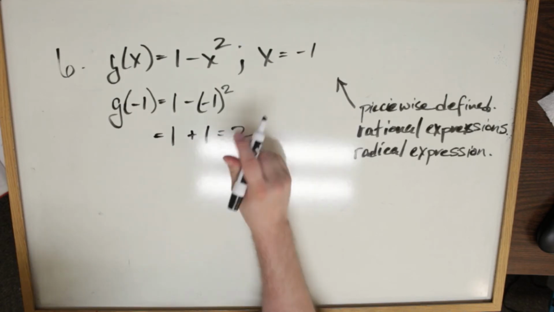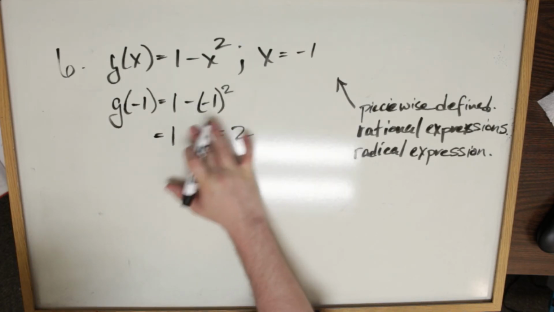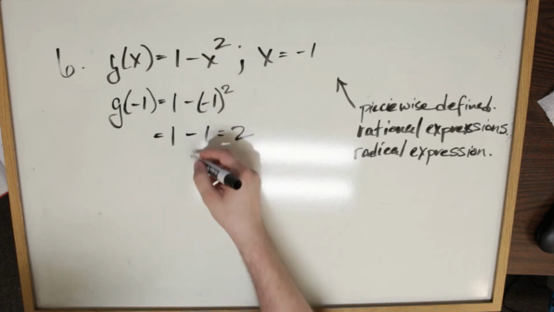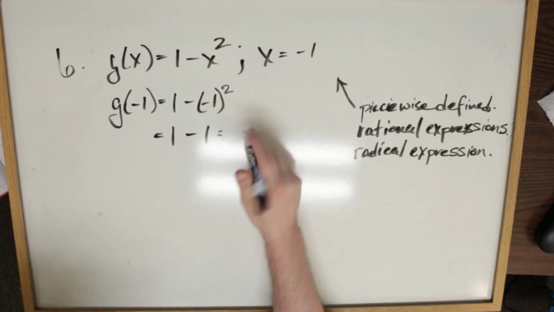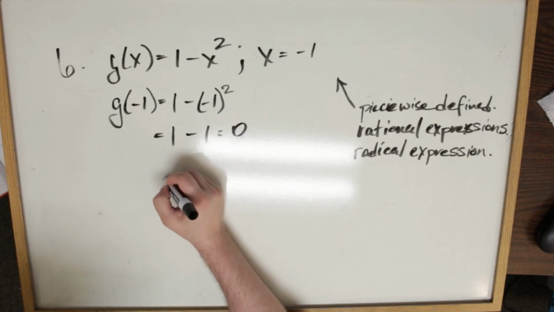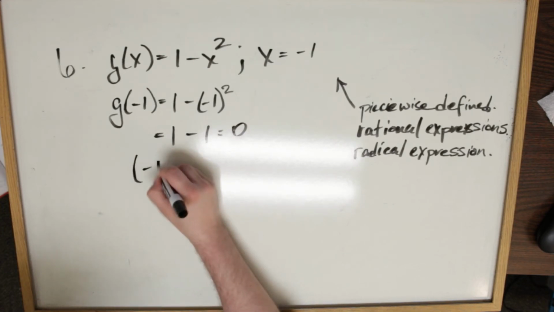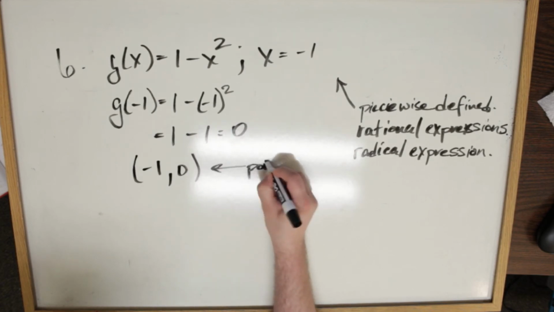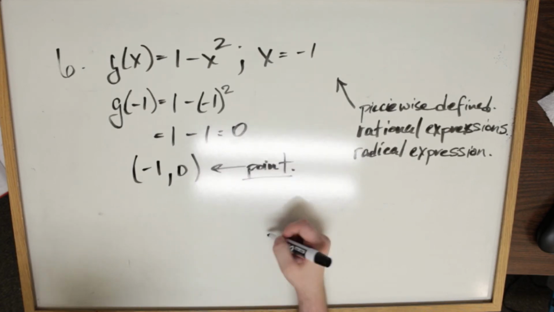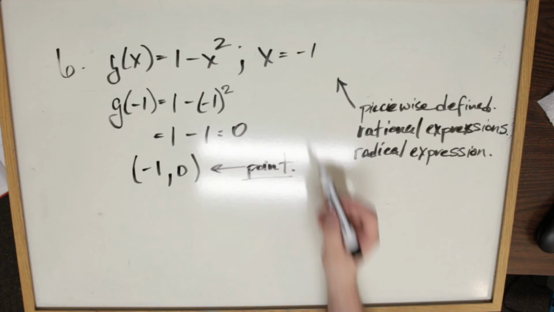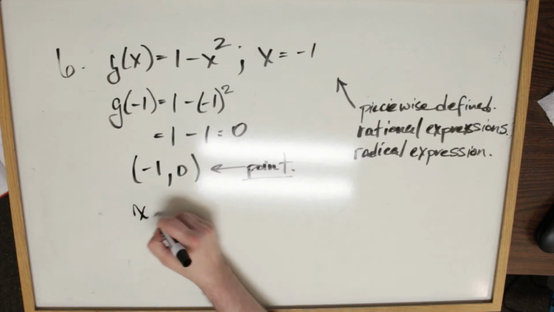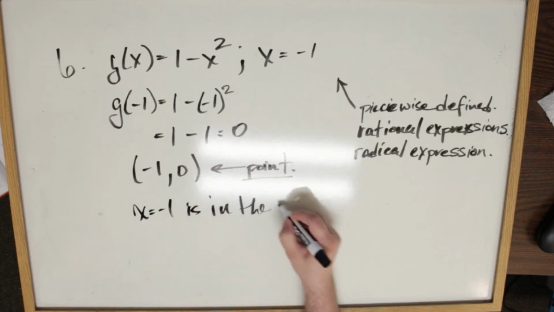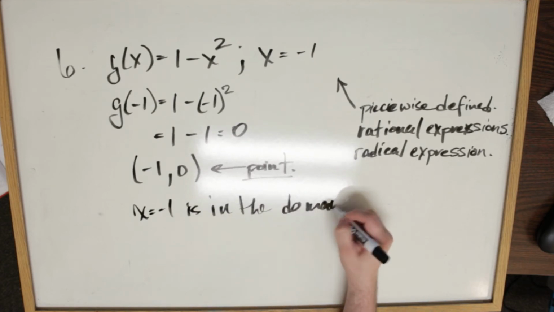Oh, sorry, actually I just totally screwed that up. This is a minus. 2 of those and 1 of those is 3 of those, which is a minus, so this is going to be 0. Regardless, it makes no difference. I just did my arithmetic terribly. So we've got minus 1, 0 is going to be the point, right? So in this case, x equals minus 1 is in the domain, okay?